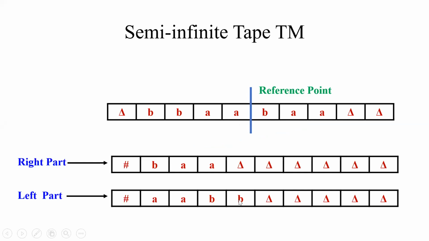If I combine these two, this is how we actually get it. We have a reference point. The right part is on the right of the reference point, with all the inputs BAA placed as they are, but this input is placed in reverse, AA, BB. So this is about the semi-infinite Turing machine.